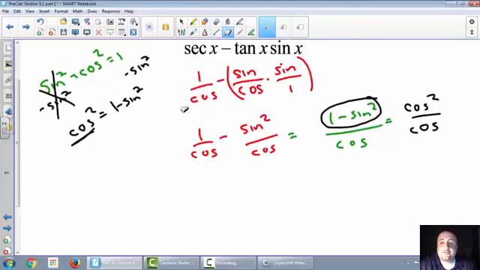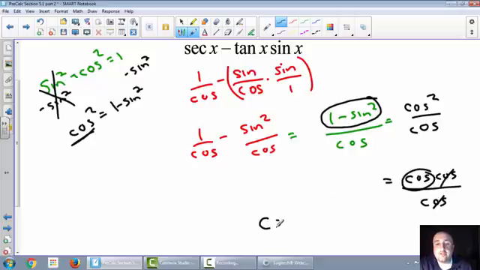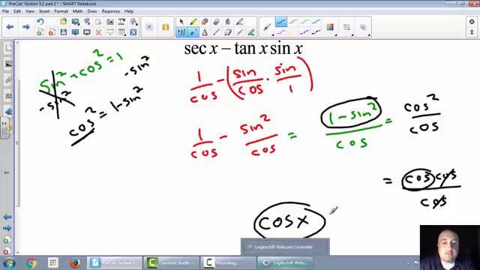I'm going to rewrite this in long form. This is really equal to cosine squared, which means I have 2 cosines on top and 1 on the bottom. What I can do here is cancel out 1 on top and 1 on the bottom. What do I have left? I just have cosine. So all of that mumbo jumbo up here is equal to the cosine of x after we simplify.